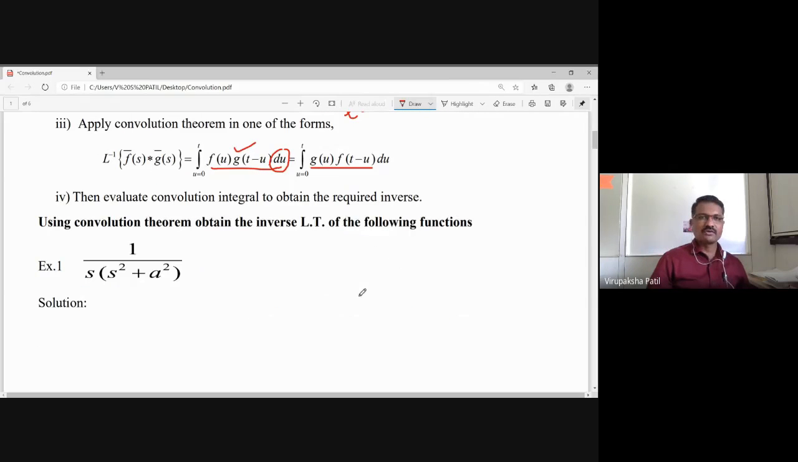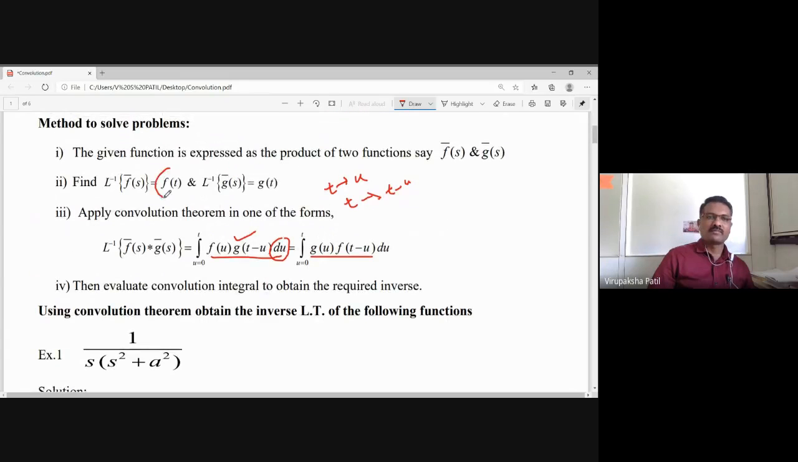So what is the convolution theorem? L inverse of f bar s into g bar s is equal to the integral from u equal to 0 to t of f of u into g of t minus u du, where f of u is got from f of t by replacing t with u, and g of t minus u is got from g of t by replacing wherever t is there by t minus u. And you can also say that this is equal to f of t convolved with g of t.